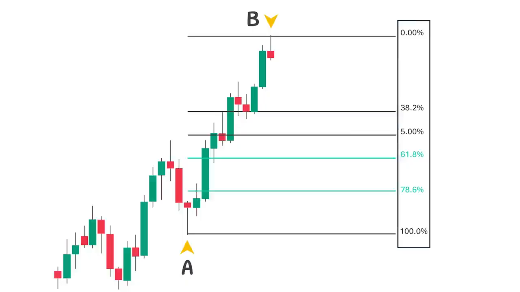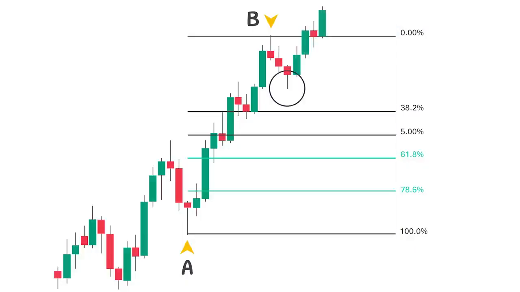Let's look at some important concepts. First, if a pullback does not reach the 38.2% level, we consider it market noise rather than a valid correction. So in this example, we treat the move as a single leg and adjust the Fibonacci tool again. Second, in strong trending markets, pullbacks are usually shallow and often fall between the 38.2% and 50% levels.